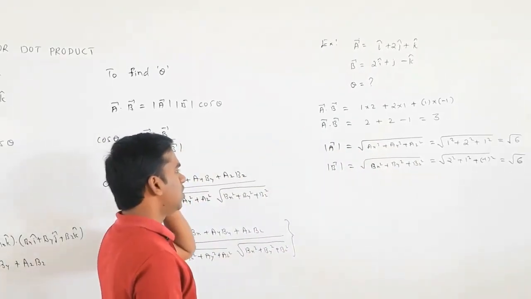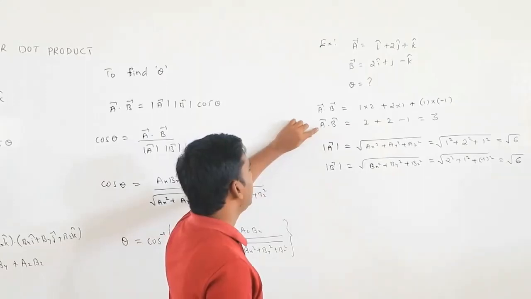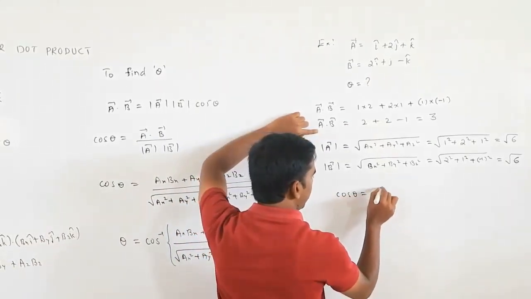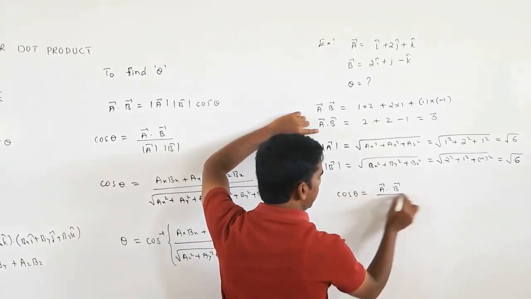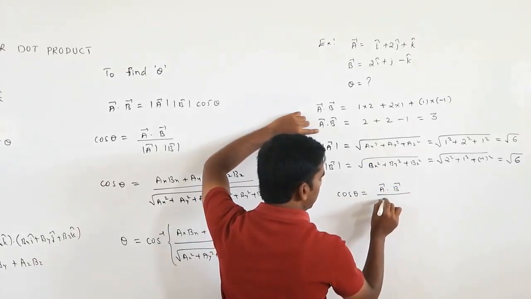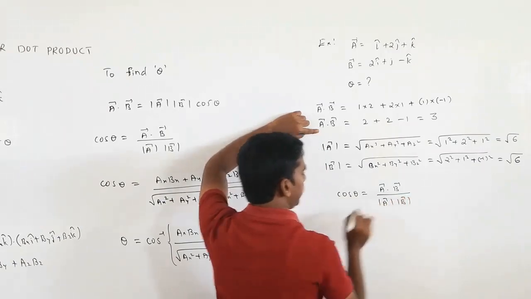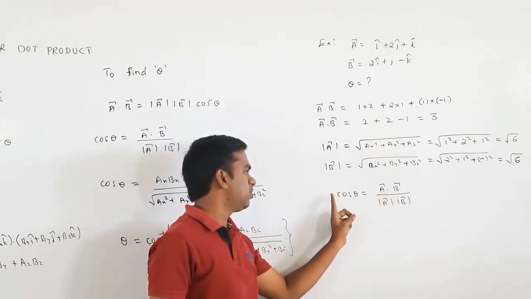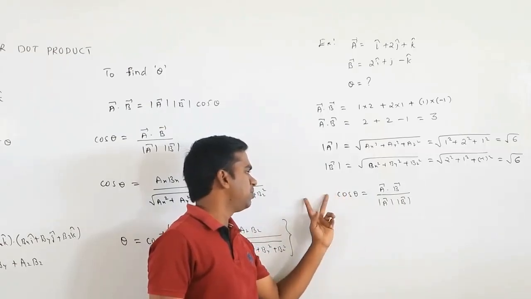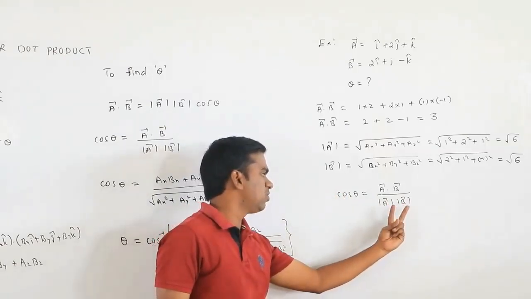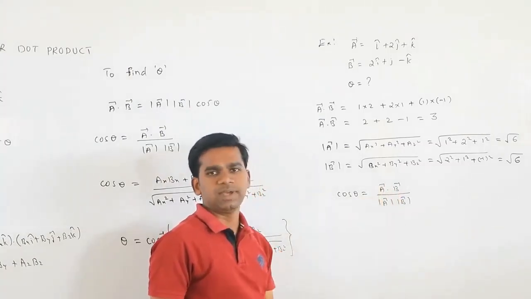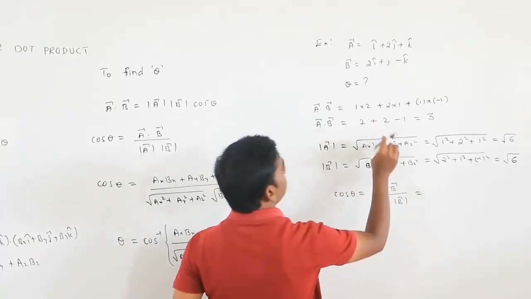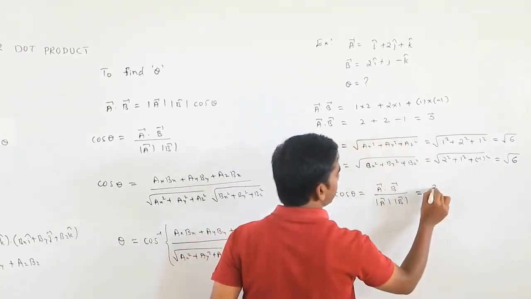Okay, so you have the magnitude of A, the magnitude of B, and A dot B also. As we know, cos theta equals what? Vector A dot vector B divided by magnitude of vector A times magnitude of vector B. Because A dot B is what? Magnitude of A, magnitude of B, cos theta. You want cos theta, so bring magnitude of A and magnitude of B here. So what is A dot B? A dot B is 3.